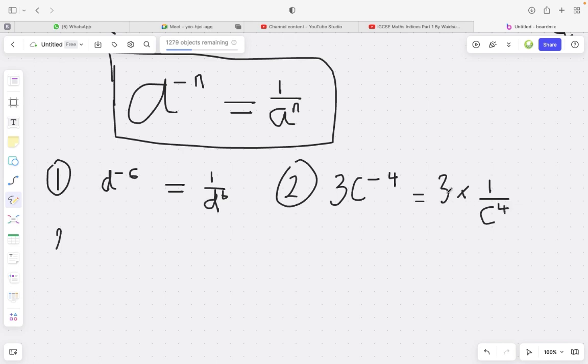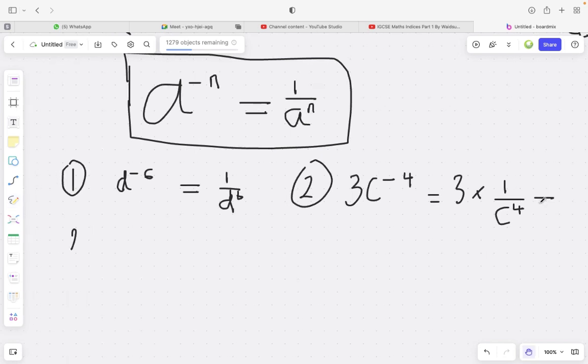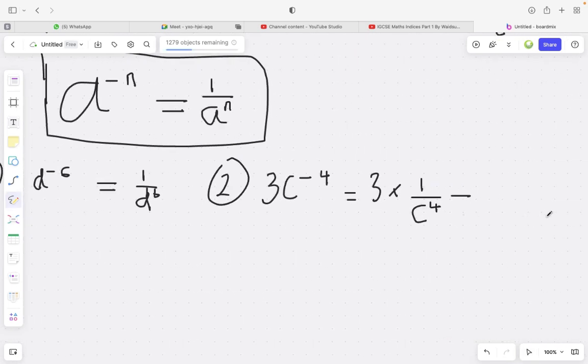So once you do this, you now multiply the numerator. 3 times 1 is 3. The next thing we get is that in the numerator we get 3 times 1, which is 3, and in the denominator we get c to the power of 4. So our final answer in a positive way is 3 over c to the power of 4 for this question. Is that okay? Now let's take a look at the next one.